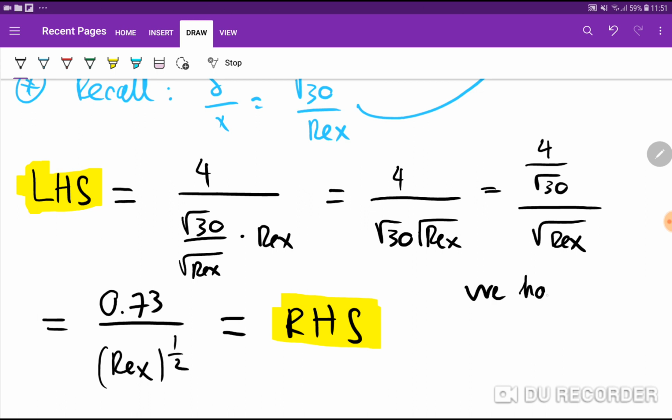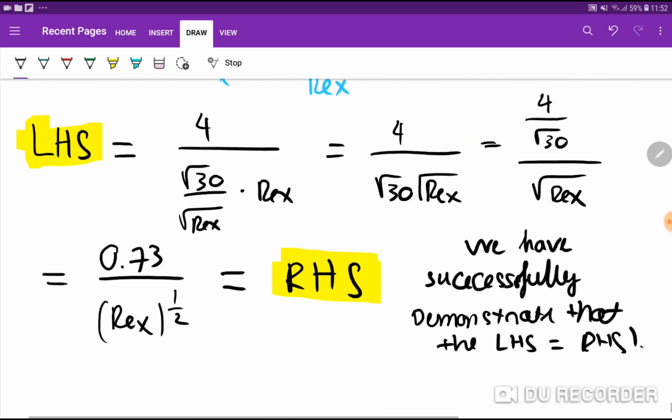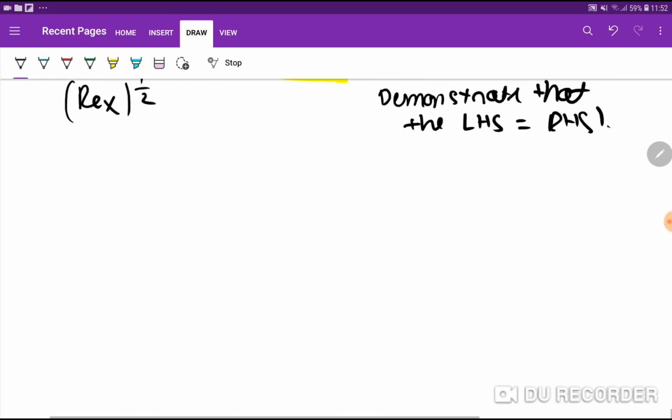We have successfully demonstrated that the left hand side equals the right hand side. Wonderful. All right. So let's see what's the next part of the problem. Let's move on.